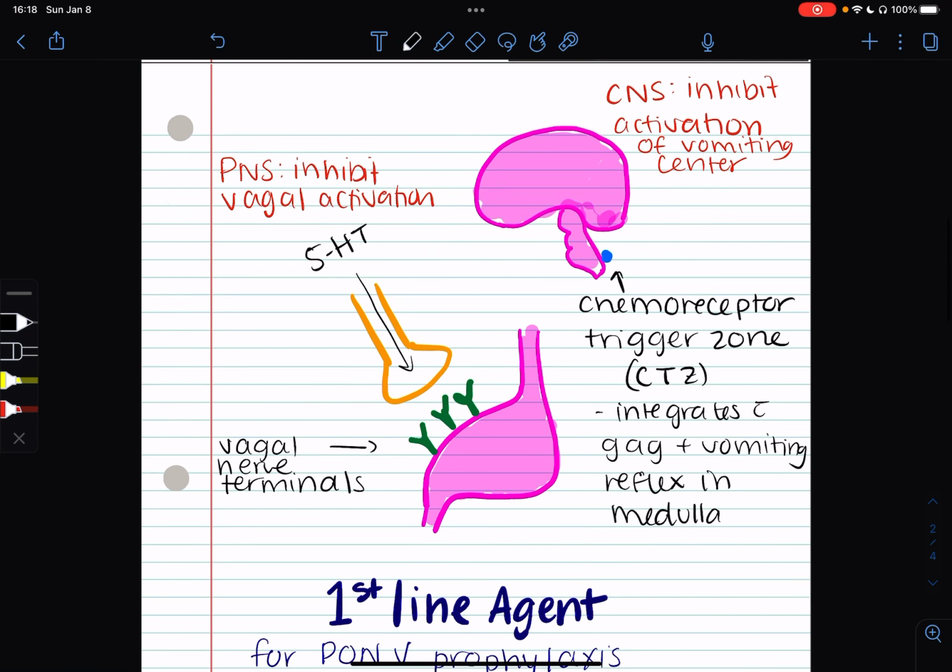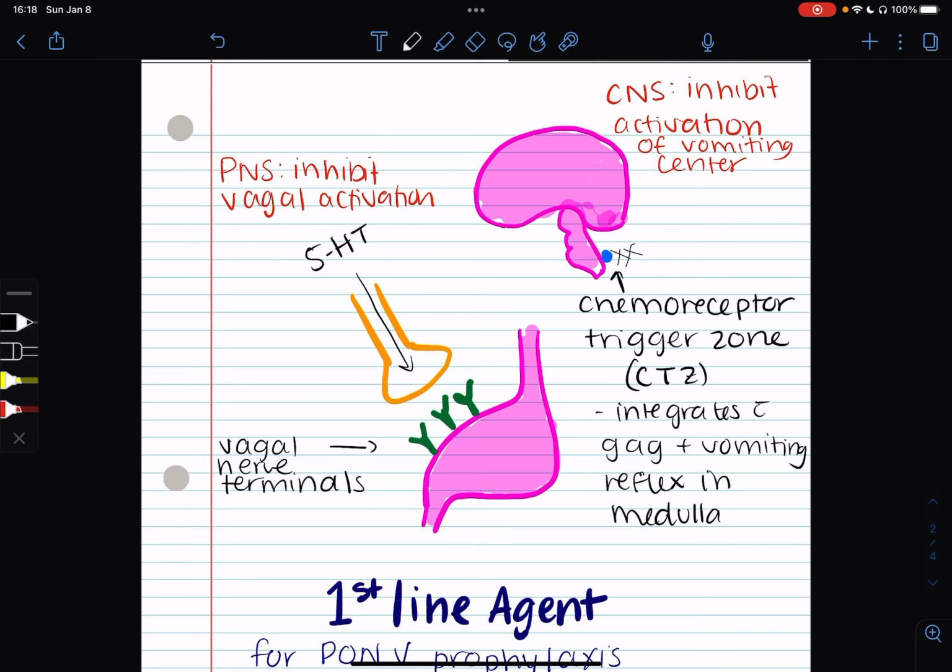So Zofran works centrally and peripherally. Let's focus on centrally first. It's going to inhibit activation of the vomiting center. So our chemoreceptor trigger zone, which is located in the area postrema, just outside of the brainstem, that integrates with the gag and vomiting reflex in the medulla. So the 5-HT3 receptors there are going to be blocked when taking Zofran to help prevent that from happening.